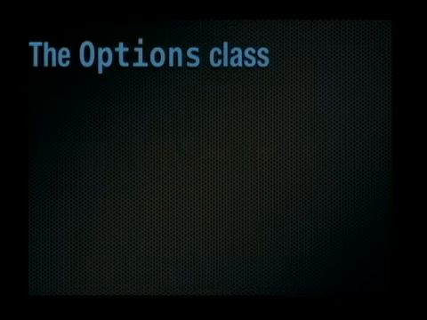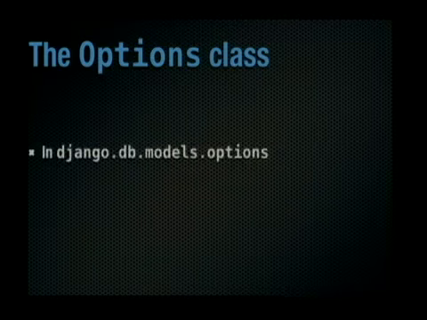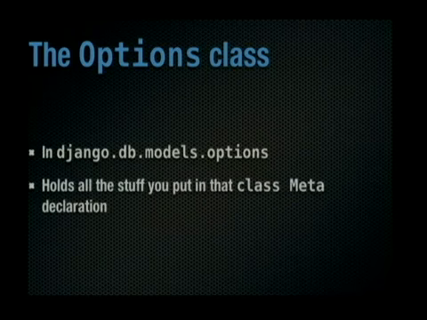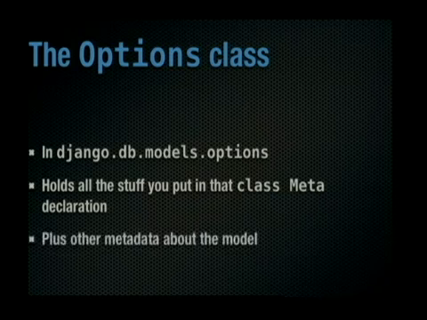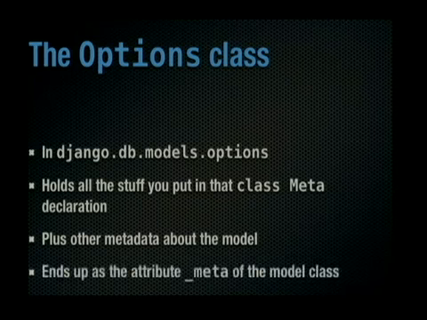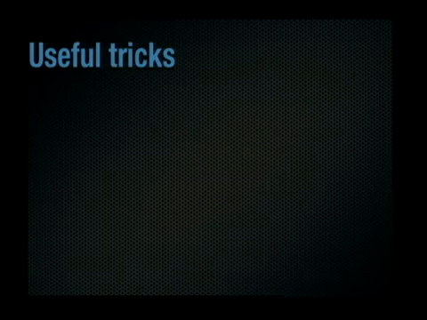The options class, which is just your Meta declaration, lives in django.db.models.options. This is all of that stuff, plus a little bit more metadata about the model. This is one of the most insanely useful classes that is not covered anywhere in the Django documentation. It ends up as an attribute called _meta. Again, this is private API. It's undocumented. It's technically unstable. It hasn't changed since like Django 0.96 though.